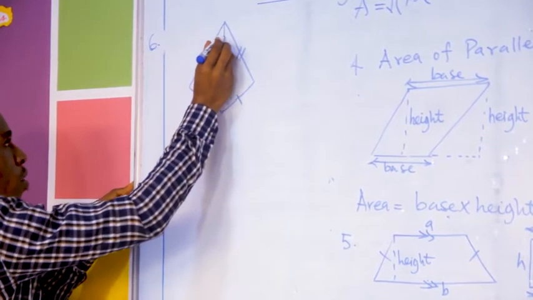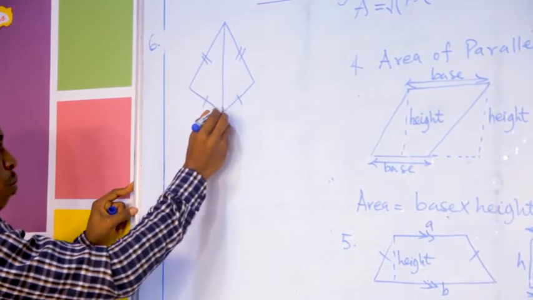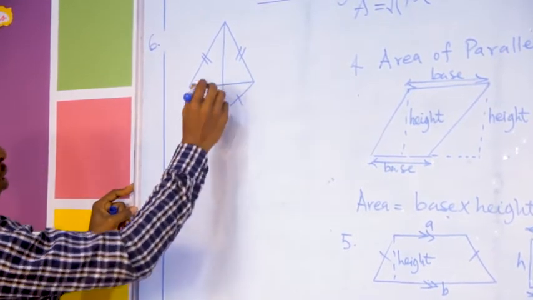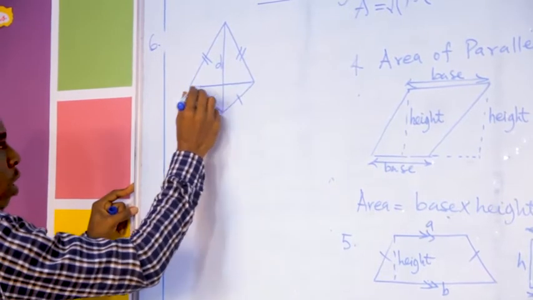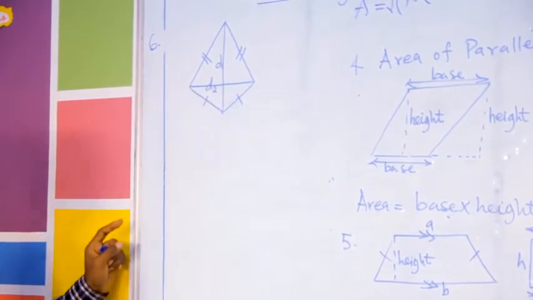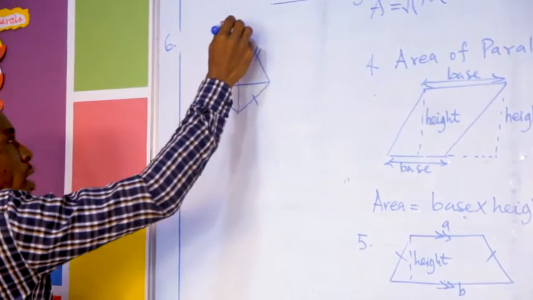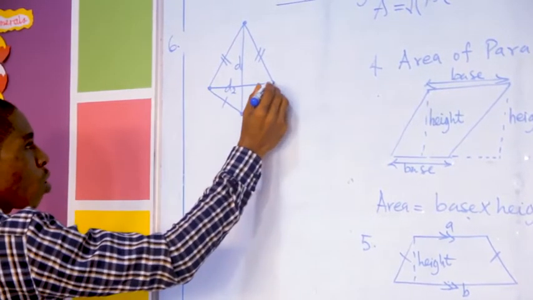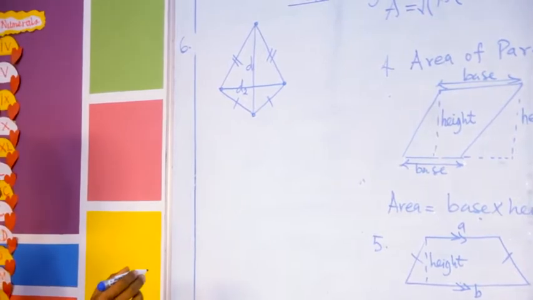The kite has a diagonal that flows from here to here, and it has another diagonal that flows from this vertex to this vertex. So I can call this diagonal 1 and I can call the other one diagonal 2. What's a diagonal? A diagonal is a line you draw from one vertex to another vertex, or from one corner to another corner of a shape. So you see there are 2 diagonals there.